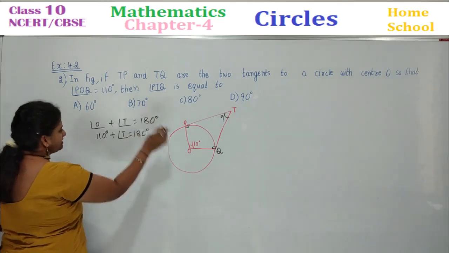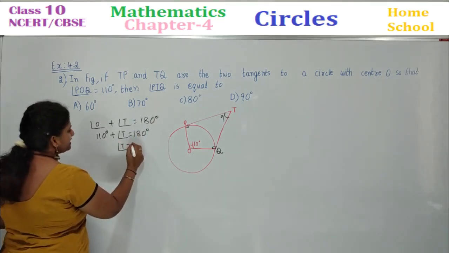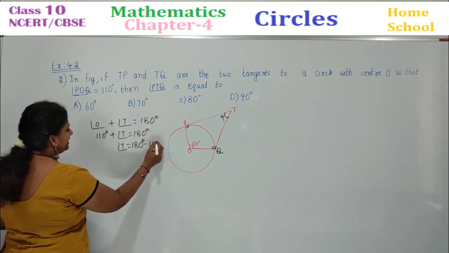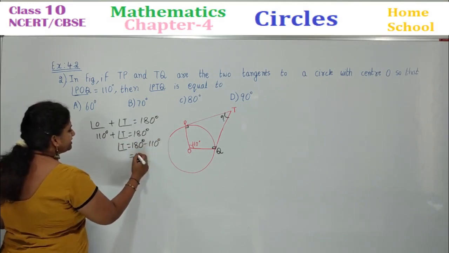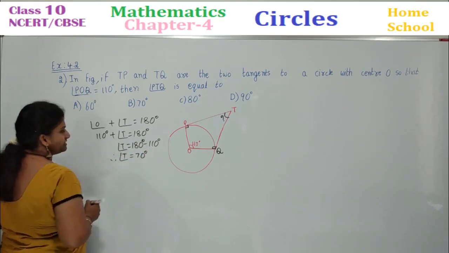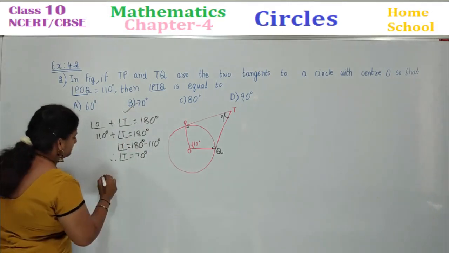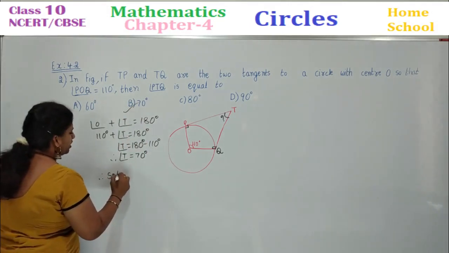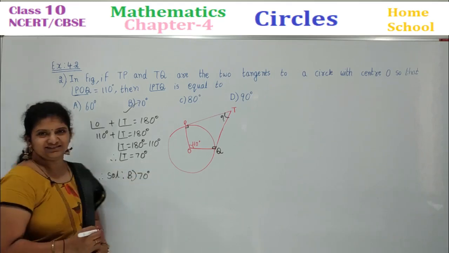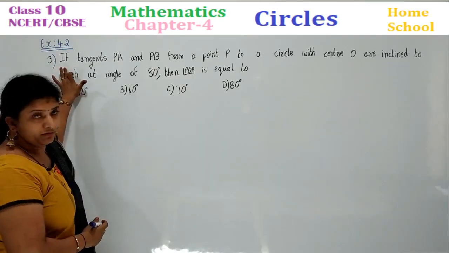Send this 110 this side. Angle T is equal to plus 110, if it comes this side, minus 110 degrees. 180 minus 110 will be 70 degrees. Therefore, angle T is equal to 70. Your option is B. Therefore, solution is B. 70 degrees your answer. Third problem.